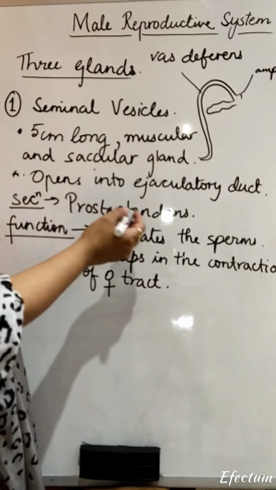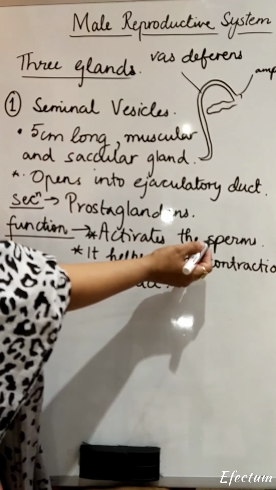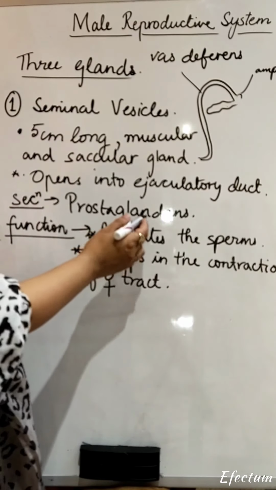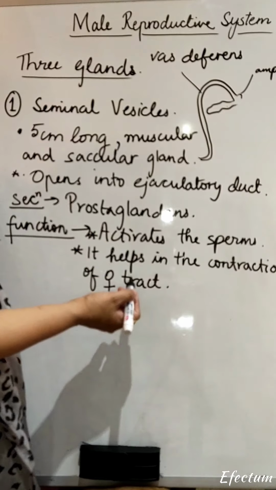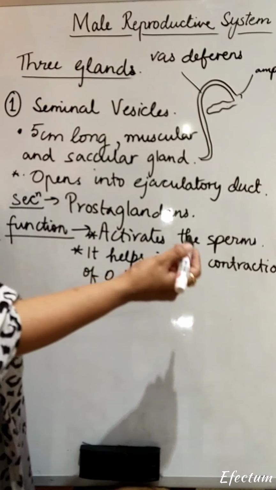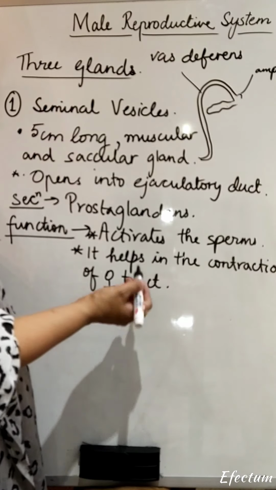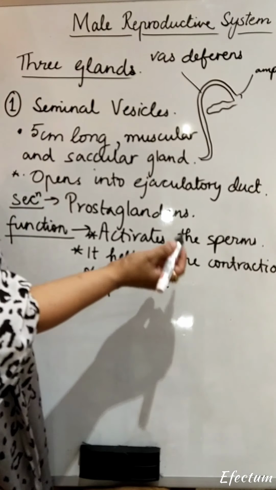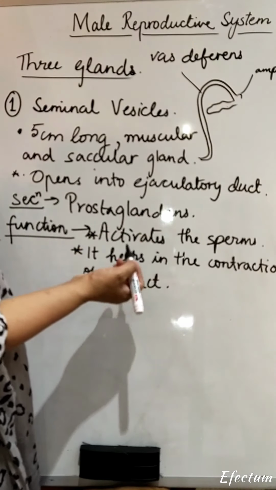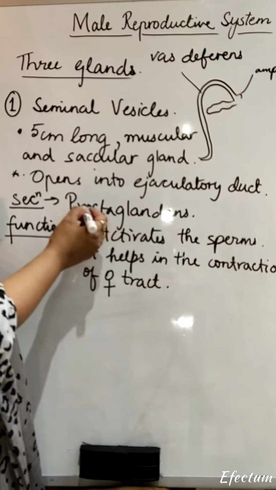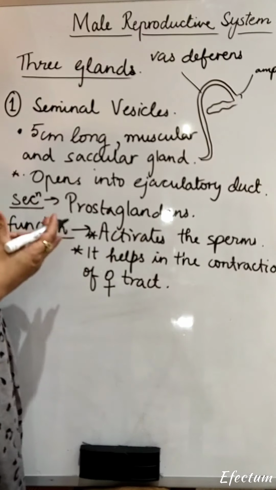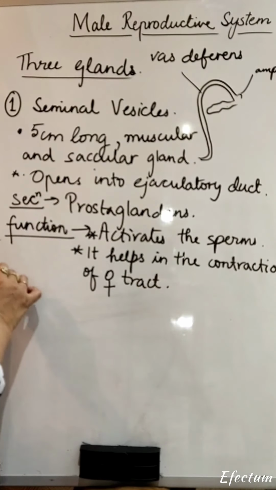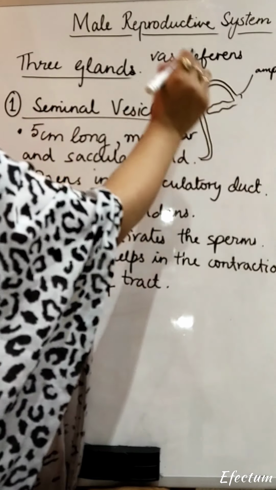So what is the function of these prostaglandins? This secretion contains mainly prostaglandins which activate the sperms so that they move into the female genital tract, and also help in the contraction of the female tract, because the sperms conducted to the female genital tract have to move towards the fallopian tube for fertilization. So prostaglandins mainly help in the contraction of the muscles present in the female tract.